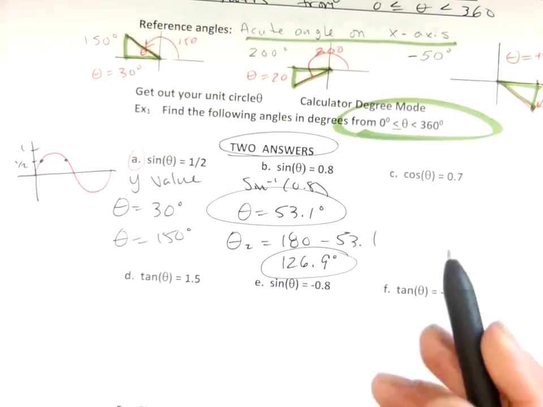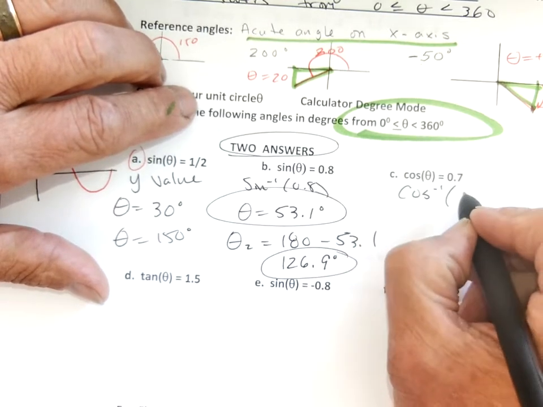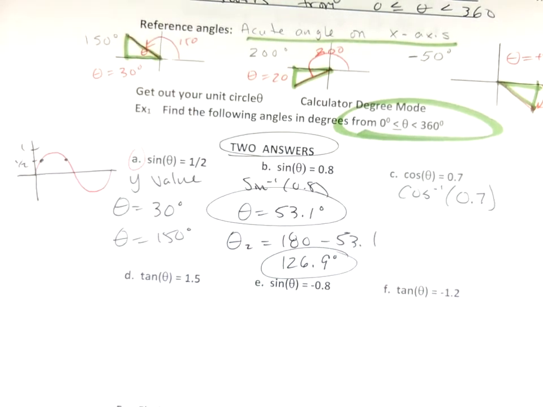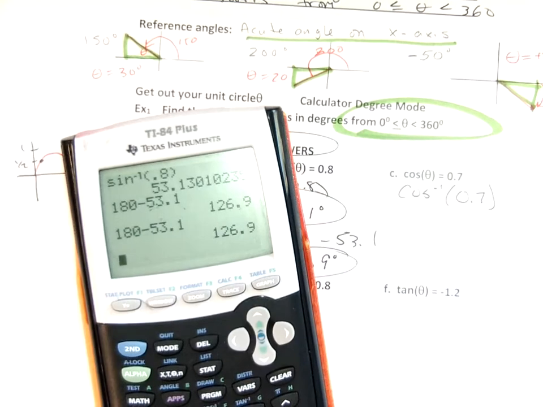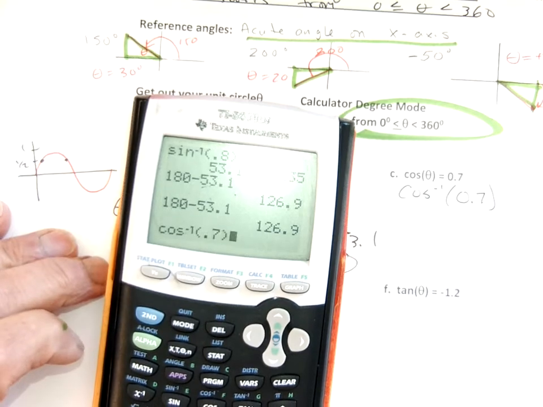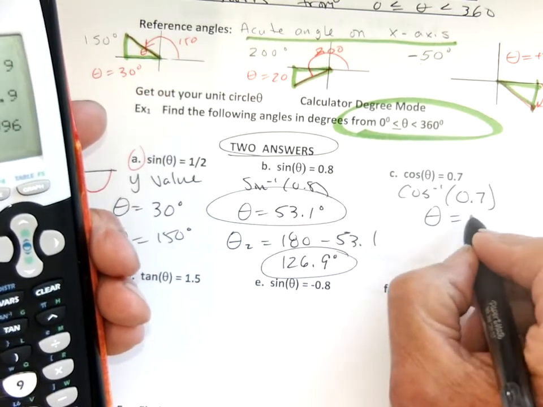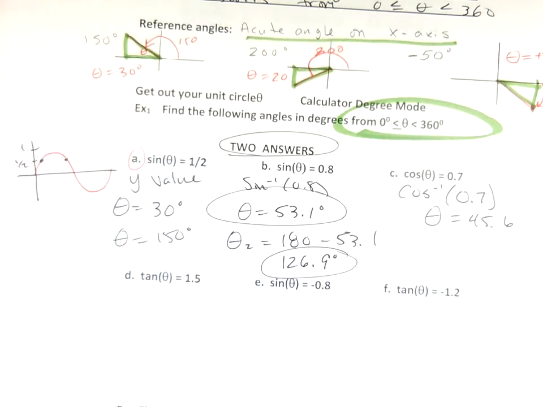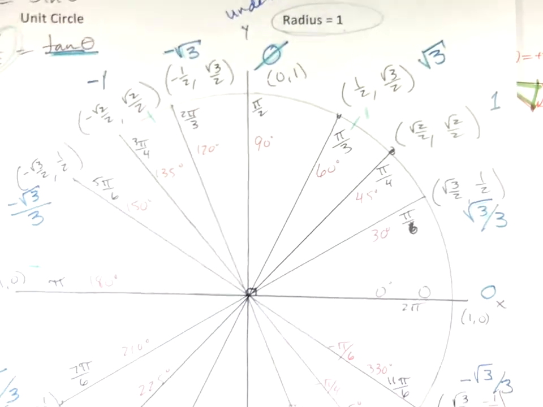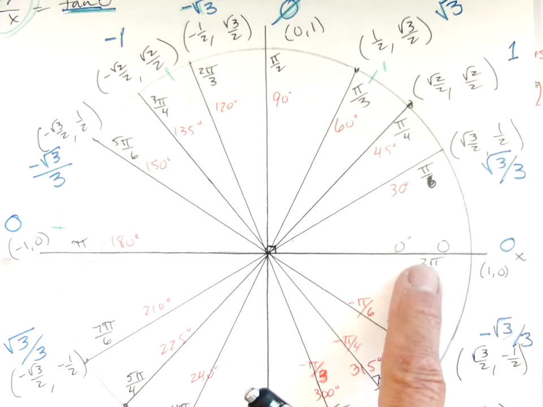Use my calculator. So let's just go cosine inverse of 0.7. I can do that. Okay, so I'm going to go cosine inverse of 0.7, and I get an angle of about 45.6. Okay, so theta is about 45.6. Okay, now think about what's going on. Cosine is the x value, right? So the other one's down here.